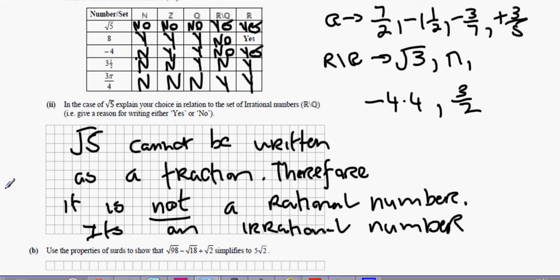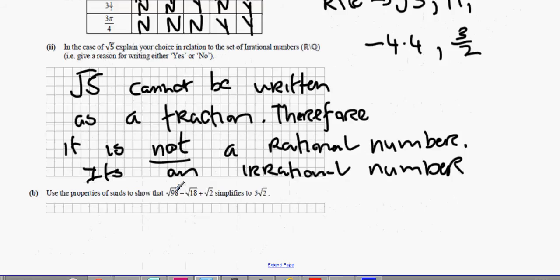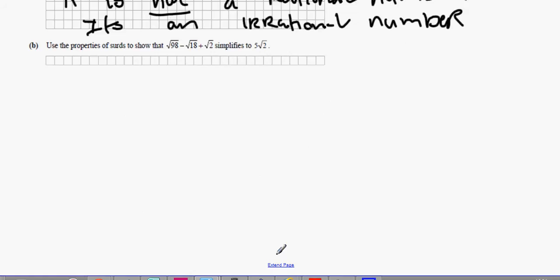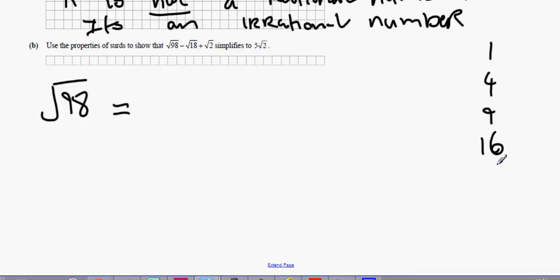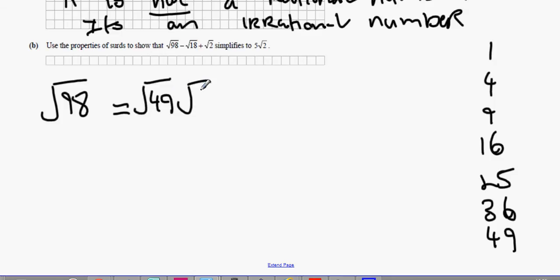Okay, part 3. Using the properties of surds, show that root 98 minus root 18 plus 2 simplifies to 5 root 2. Well, the properties of surds is the following. If I have root 98, I can break up root 98 into the following. Now, always be aware of perfect squares when you're doing these numbers: 1, 4, 9, 16, 25, 36, 49, and try and break it up into one of these numbers if you can. Now, the properties of surds is that I can break up 98 into 2 multiplied by 49. So root 98 is actually the same thing as root 49 multiplied by root 2.